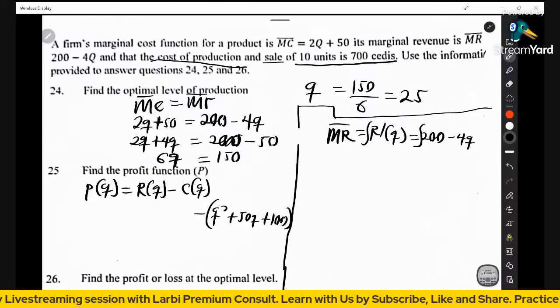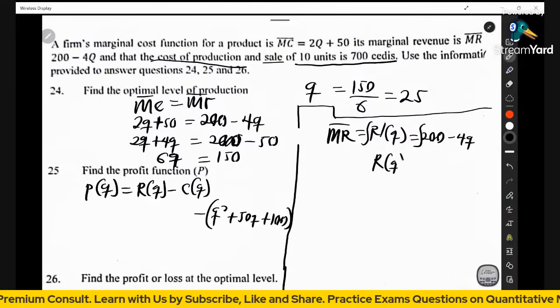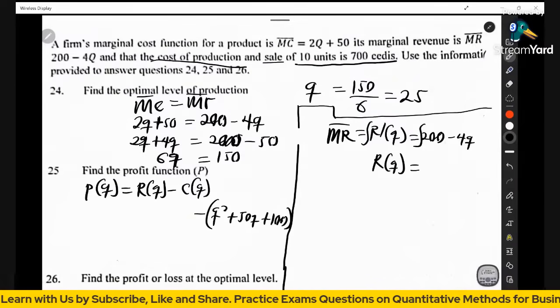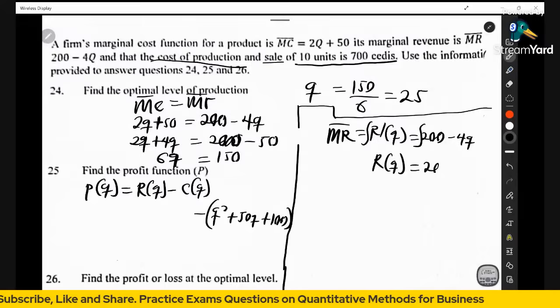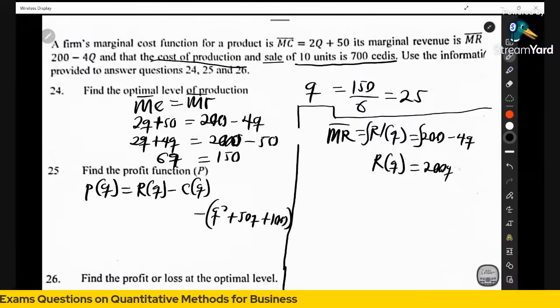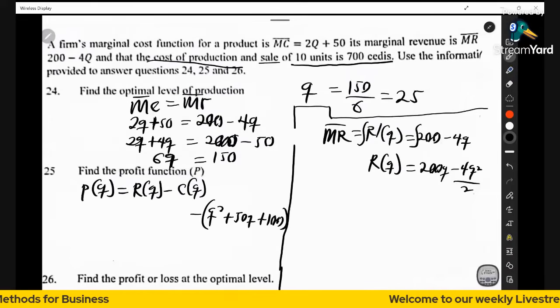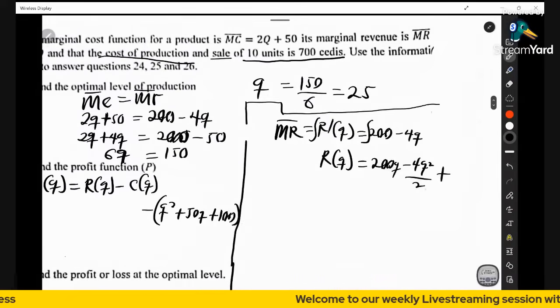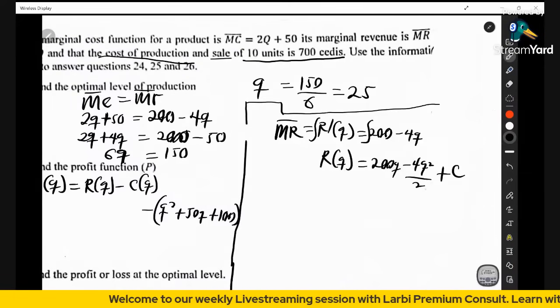So the integral of R prime of Q should fetch us my revenue. That should be equal to the integral of 200, which gives 200Q. The integral of negative 4Q should give negative 4Q square over 2. Since that is an indefinite integral, we'll say plus C as being a constant.